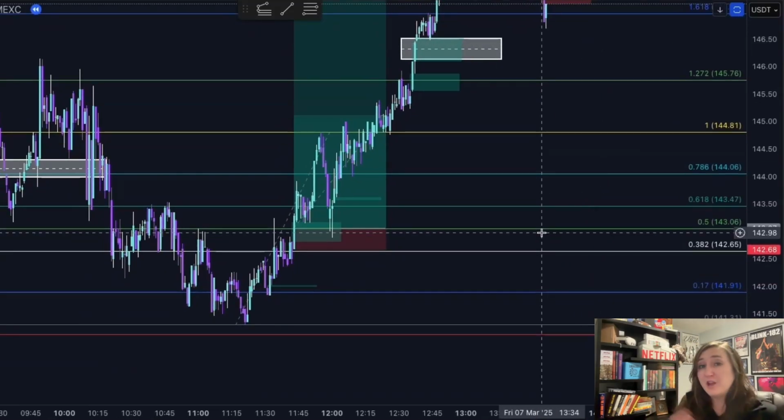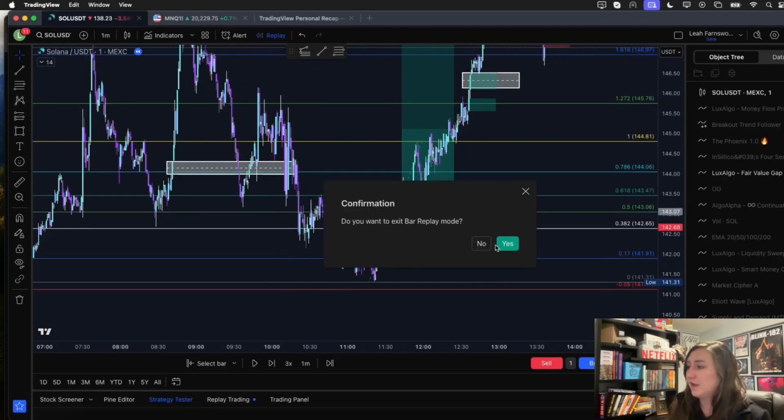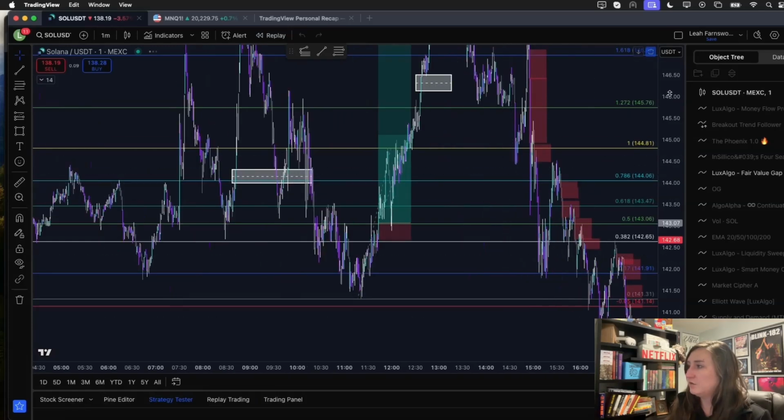I play with fair value gaps personally in my own strategy. It's just one of the many confluences I look at. So something I highly recommend. And do some bar replay. You can simply test bar replay here in TradingView.